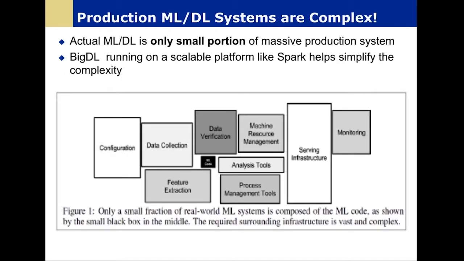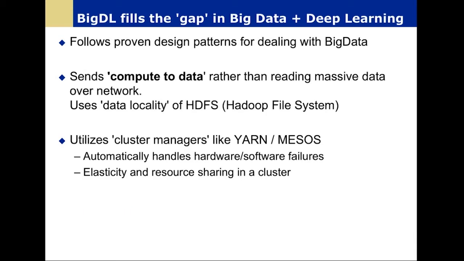It turns out that although ML and deep learning can be some of the most exciting and interesting parts of our data pipeline, actually speaking in terms of code, it tends to be a relatively small piece of a larger puzzle. We generally have a number of different pieces of the puzzle, for example, like configuration, data collection, feature extraction, etc., and infrastructure that we need. These are going to be running in the big data ecosystem on Hadoop and Spark, and being able to run on a scalable platform like Spark helps us simplify the complexity, avoiding having to have separate clusters, separate nodes, etc., to do our deep learning workloads. It basically fills in the gap.